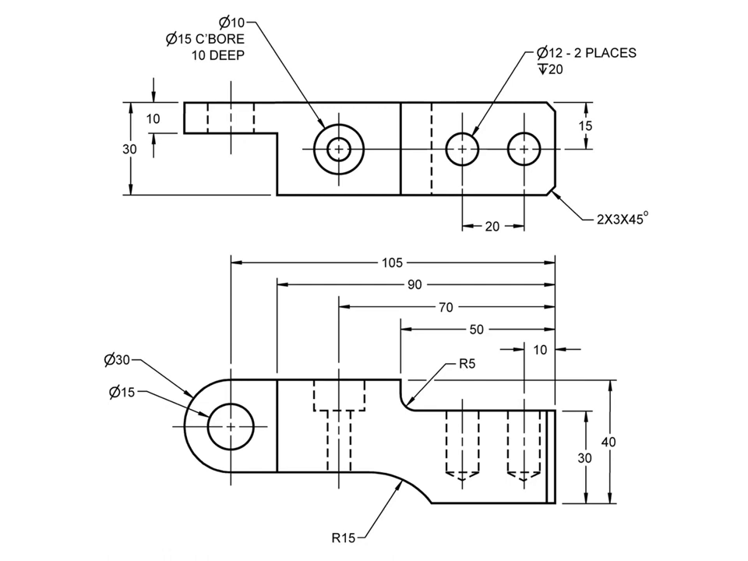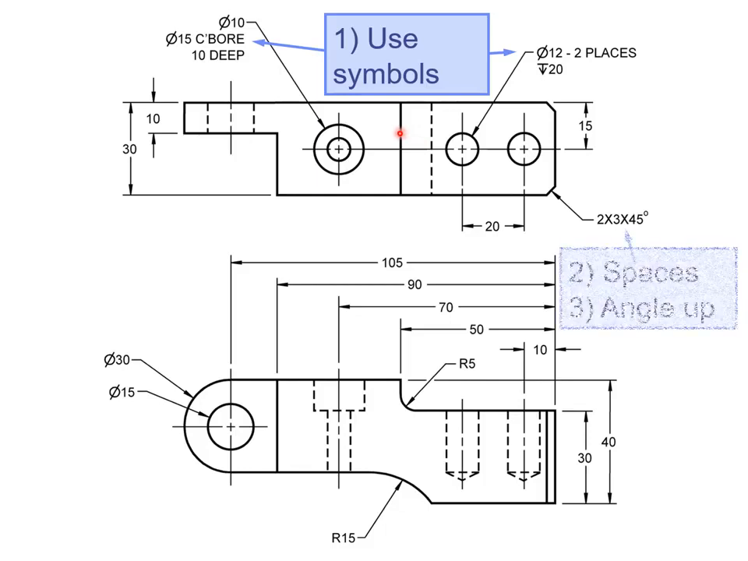Okay, so let's look at the first mistake. And yes, we need to replace words with symbols. Again, counterbore, depth, places. We're going to represent it with symbols and shorten it, and it'll take up less room. Okay, we forgot the spaces between the 3 and the x and the 45, telling us 3 by 45, which is a chamfer. And it's better if we angle up the leader, place it up here, pointing downward.